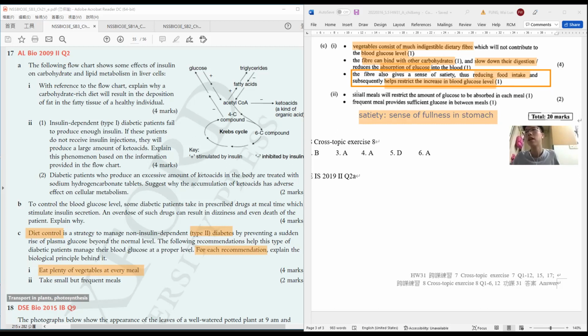Okay, last one. Another advice for you is to take more meals, so each meal is more frequent. Small meals mean that in each meal you eat less food. With less food, you can restrict the amount of glucose absorbed. Less food in each meal.